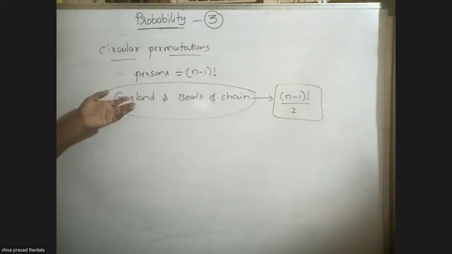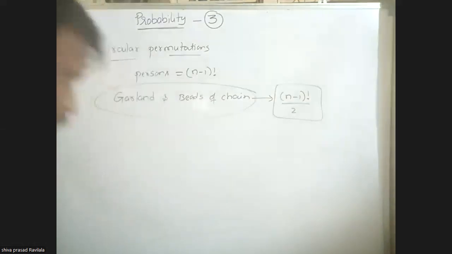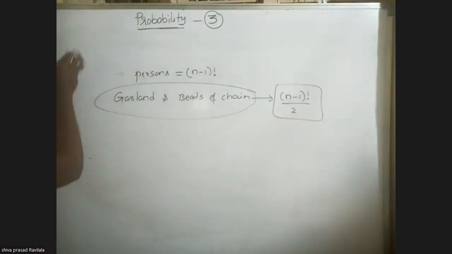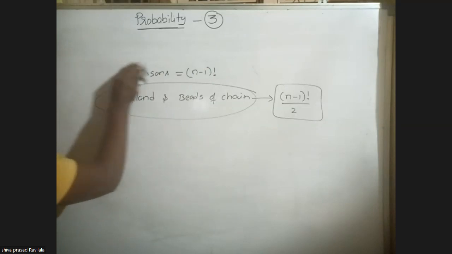If there are persons or things, chairs, in that case the number of circular permutations is n minus 1 factorial. Whereas in a garland, the number of circular permutations is n minus 1 factorial by 2.